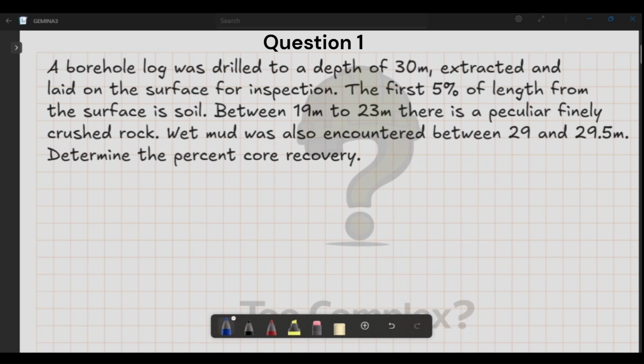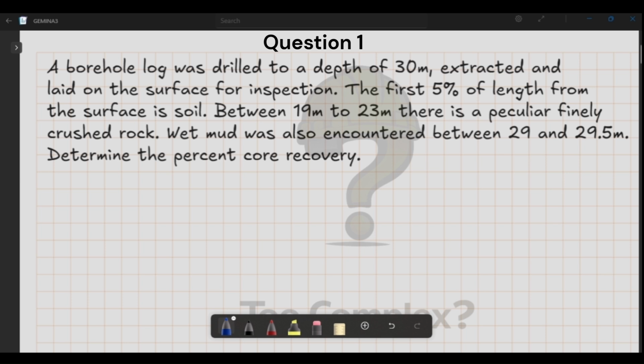A borehole log was drilled to a depth of 30 meters, extracted and laid on the surface for inspection. The first 5% of length from the surface is soil. Between 19 meters to 23 meters, there is a peculiar finely crushed rock. Wet mud was also encountered between 29 and 29.5 meters. Determine the percent core recovery.